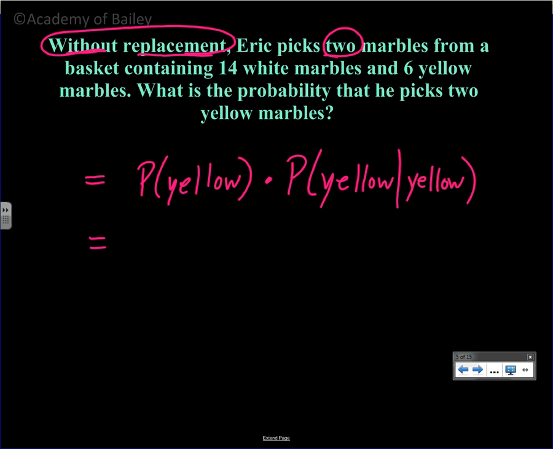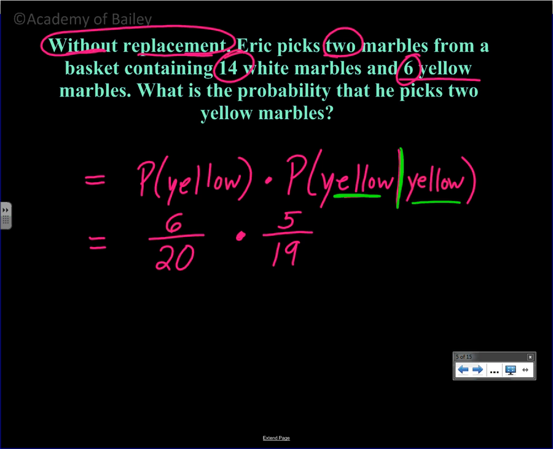And so now when we look here, the probability of yellow marble, there are 6 yellow marbles. And if there are 14 white, 6 yellow, there were 20 total marbles. We're going to multiply that by the probability of a yellow marble. Now remember, Eric did not put the marble back, so there are not 6 yellow marbles anymore. There are 5 yellow marbles. And there are not 20 marbles in the basket. There are 19. And so that's what this bar means in your formula. What's the probability that the second marble chosen is yellow, given that you've already pulled a yellow marble out of the basket?